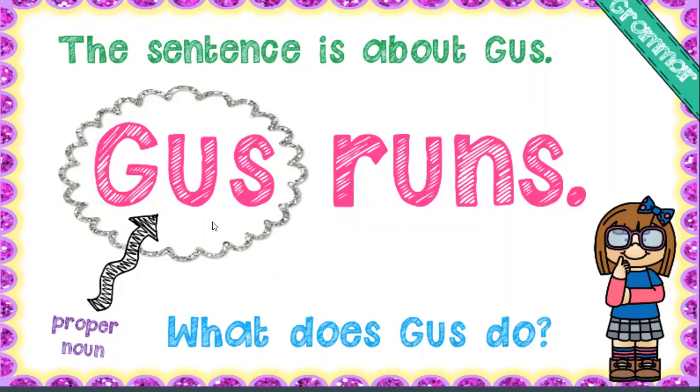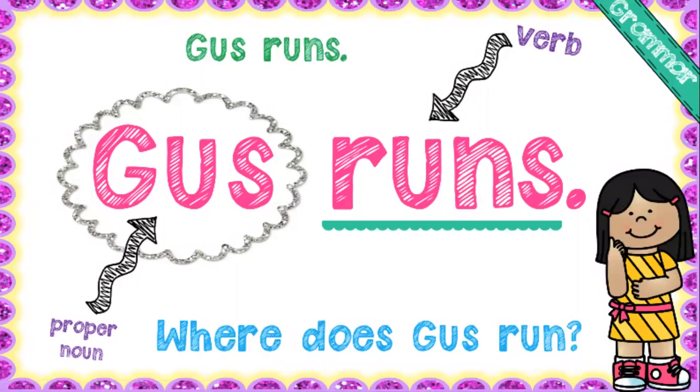All right, look at the pink. Gus runs. All right, so what's the noun? If you said Gus, you're correct. This sentence is about Gus. That is the noun. That's the person in this sentence. All right, what does Gus do? Gus runs. Very good. So if Gus runs, and that's what he does, the verb is what he does. So the verb is runs. Very good.